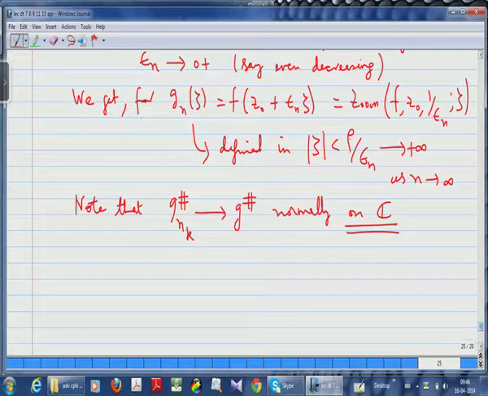So the moral of the story is that the advantage of taking smaller and smaller epsilons is that you are zooming into the behavior of the functions at that point, but then you get a limit function which is defined on the whole plane. So you get a meromorphic function on the plane. So this G will be a meromorphic function on the whole plane.